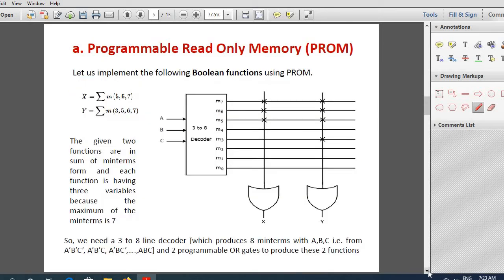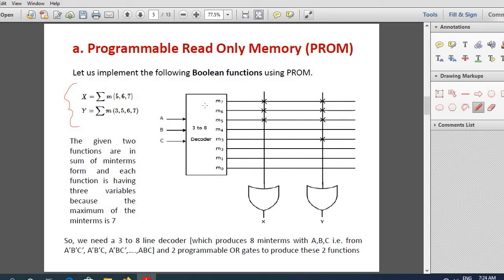Okay. Now let us see an example. I think seeing an example makes it more clear to you. For example, you need to implement 2 functions. X is in SOP form: X is equal to sigma m of 5, 6, 7. Y is equal to sigma m of 3, 5, 6, 7. You need to implement these 2 functions using PROM, programmable read-only memory.